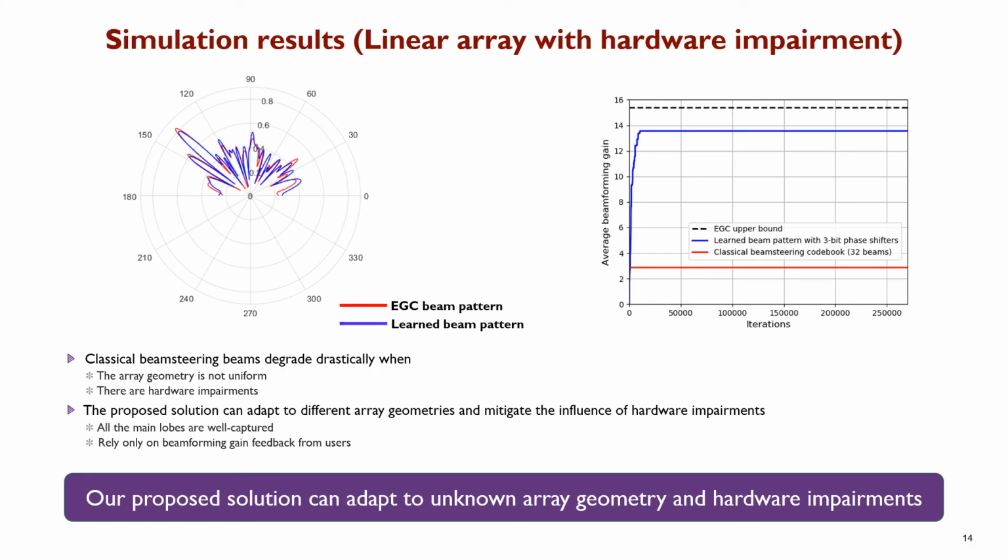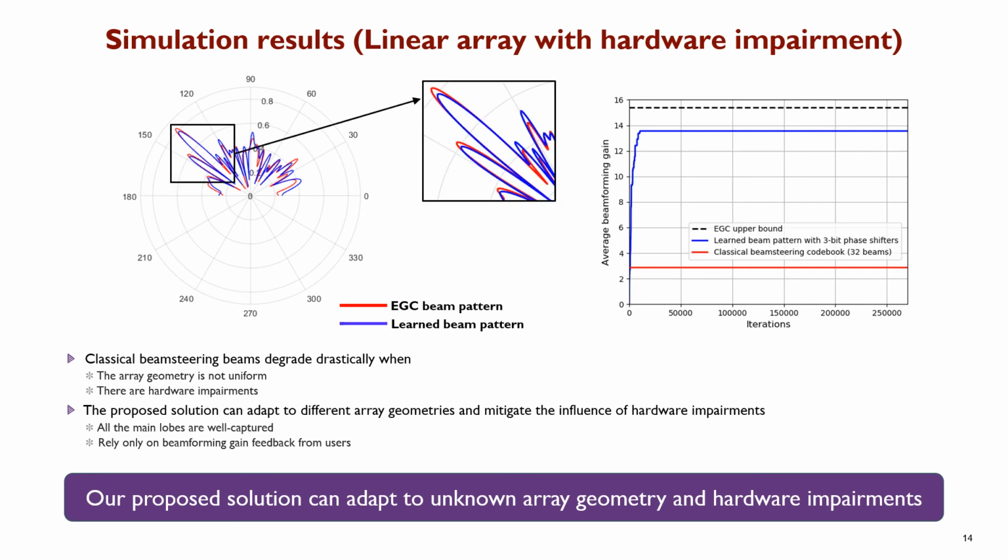We next evaluate our proposed solution on a system with hardware impairments. This is a more practical scenario, and it's also the case that our proposed solution is mainly used for. As can be seen from the left figure, the learned beam can capture very well almost all the main lobes of the equal combining beamformer, which is verified by its performance, as can be seen from the right figure, where the learned beam outperforms a 32-beam classical beam steering codebook with negligible iterations and achieves more than 90% of the upper bound with around 10,000 iterations.